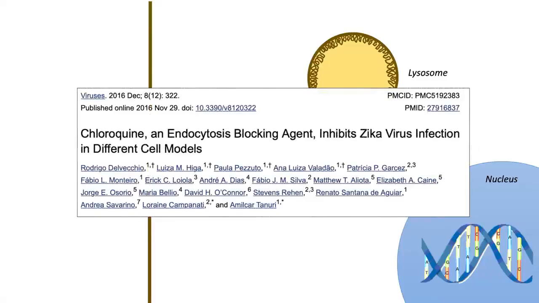The first point I want to talk about here is that chloroquine inhibits endocytosis. We talked about how chloroquine is an alkalinizing agent. Well, we're going to talk about how it blocks endocytosis. And there's a paper that has shown that it can block Zika virus infections. So this is where we're going to start. This paper talks about how it blocks endocytosis.